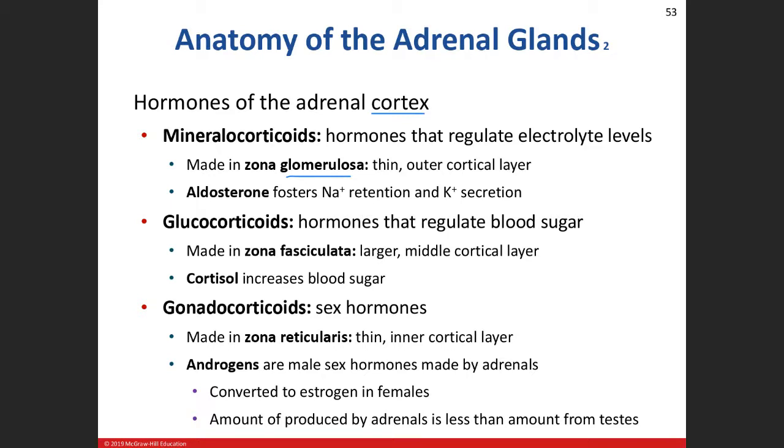All right, so the zona glomerulosa is going to be the part of the adrenal glands that's going to make the mineralocorticoids here. Specifically aldosterone. You want to know the function of aldosterone. It is going to not secrete, but it's going to reabsorb, or resorb, hold on to sodium. And it's going to get rid of potassium.